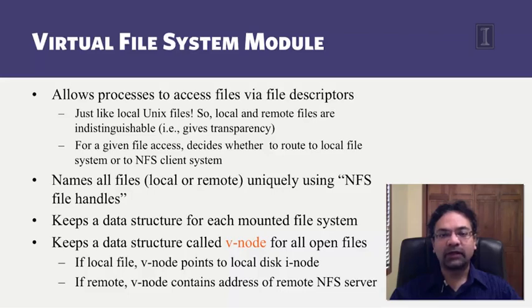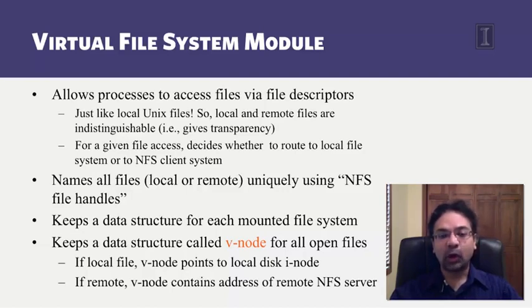As far as client processes are concerned, they access local and remote files via the same API using file descriptors. But when an access is received by the virtual file system module, or the VFS module, it decides whether to route it to the local file system or to the NFS client system. And here's where the translation from file descriptors to the idempotent operations happens. All the files, local or remote, are named uniquely using NFS file handles by the virtual file system module. The virtual file system keeps a data structure for each mounted file system. It also keeps a data structure for each file that is open. This is called a vnode data structure. Here's where the translation happens.